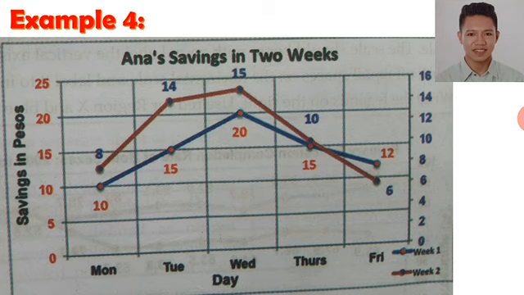For the fourth example, here is a line graph. The line graph shows two sets of data. Read the graph and answer the questions that follow. This line graph is a bit confusing because of the red dots, and it has blue lines. The red dots are for week 1: 10, 15, 20, 15, and 12.